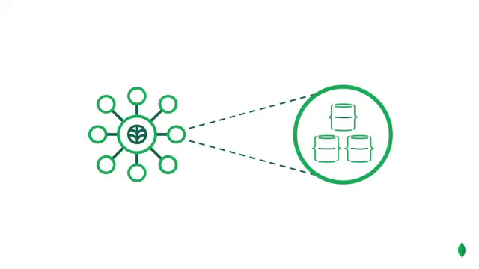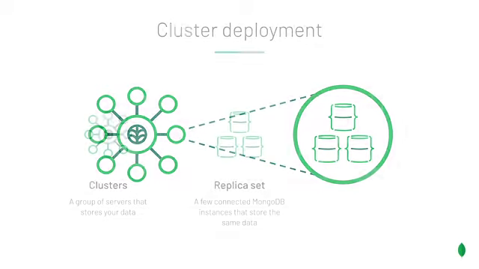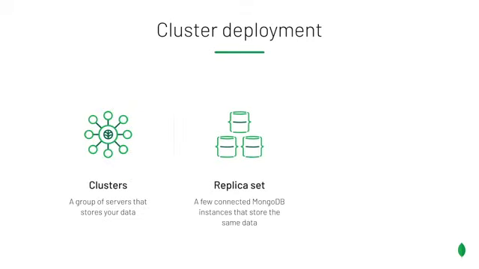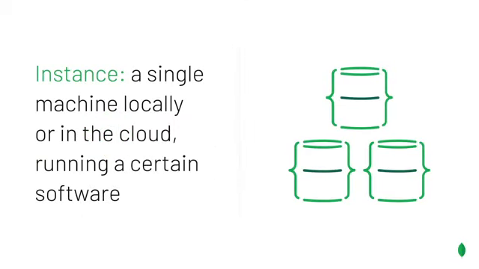These servers are configured in what we call a replica set, which is a set of a few connected MongoDB instances that store the same data. An instance is a single machine locally or in the cloud running a certain software. In this case, it is the MongoDB database being run in the cloud.